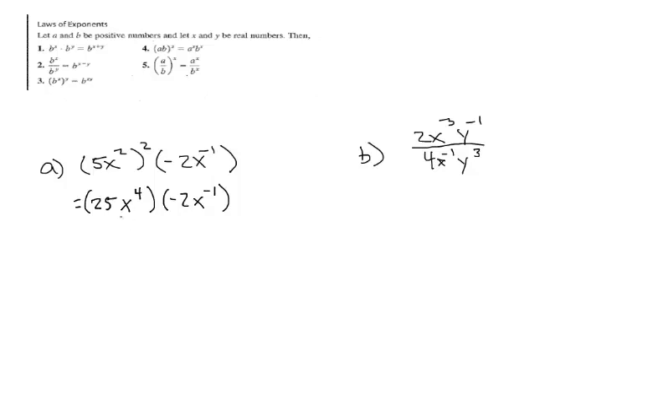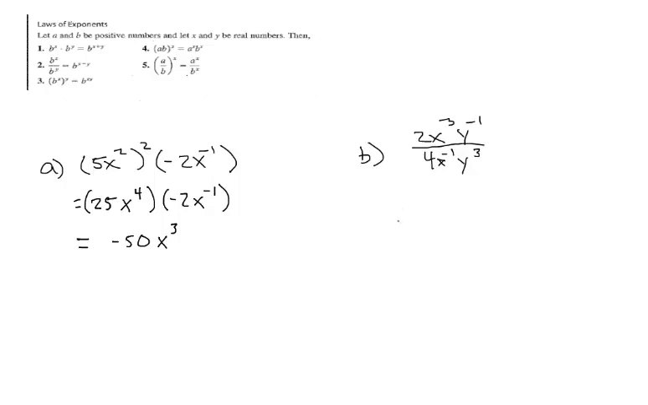And now we want to multiply our like terms. So we have 25 times negative 2, so we multiply our constants together. And then we have x to the 4th times x to the negative 1. And because we're multiplying them, we add the exponents. So we have 4 minus 1, or x to the 3rd.